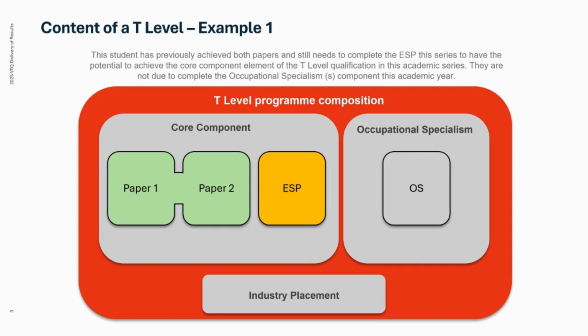For the occupational specialism, the student is usually registered on this in the first year of the T-level programme, alongside registering for the core component. The occupational specialism is usually completed in the second year of study. This student is not due to complete the occupational specialism component this academic year. So for the checkpoint data, the ESP should be marked as yes for the certification intention and no for the occupational specialism.